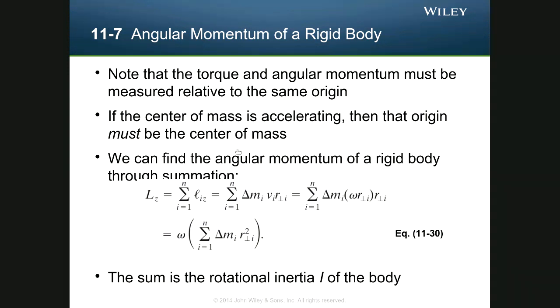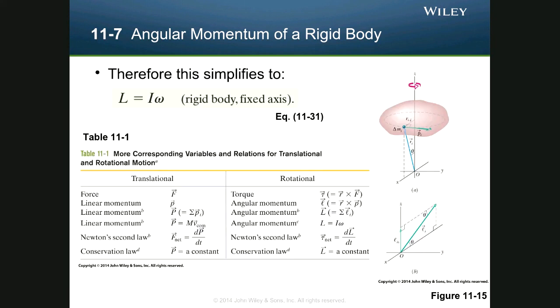We can find the angular momentum of a rigid body through summation. So you'll look at that here, and you'll notice that for a rigid body, as confusing as all this might be, the math makes it very simple. This term here is just your moment of inertia, and we can just write that the angular momentum of a rigid body with a fixed axis is going to be I omega.